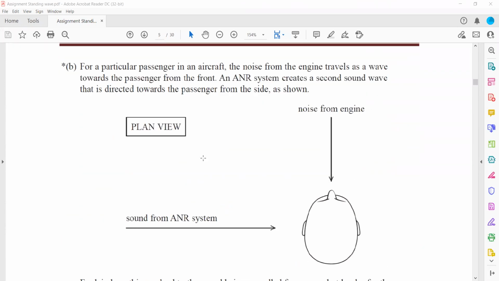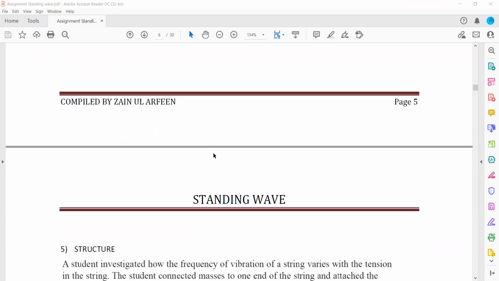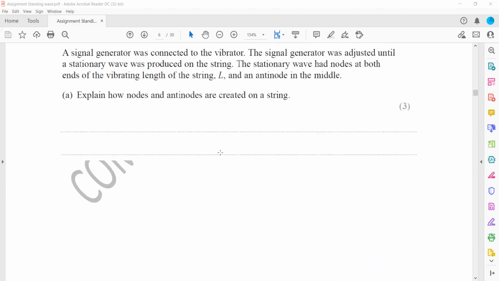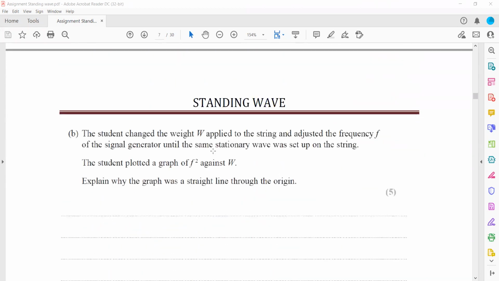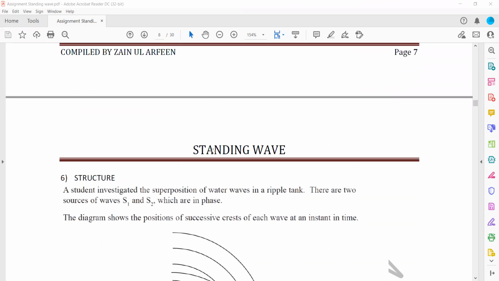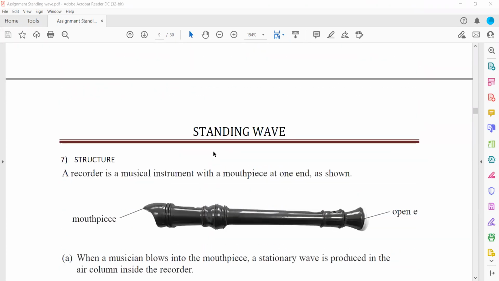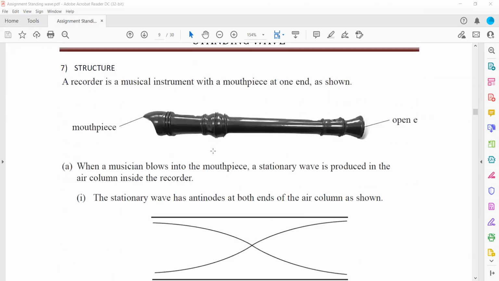This is about interference. This was the last question I guess we discussed yesterday. Okay. In question 7, a musical instrument, you can see on your screen now.